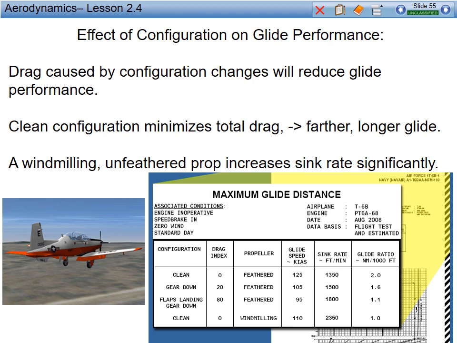Flaps and gear down will cause your drag index to increase to 80, decreasing your best glide speed to 95 and increasing your sink rate to 1,800 foot per minute. Overall, this will decrease your clean configuration drag profile glide ratio by half. In a clean configuration, if your propeller does not feather, your best glide speed will be 110 knots. Your sink rate will increase to 2,350 foot per minute, and your glide ratio will be cut in half prior to extending landing gear or flaps.